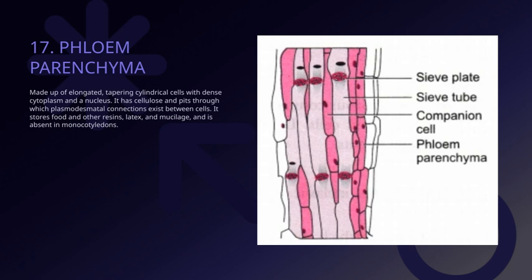Phloem parenchyma is particularly important because it stores food, resins, latex, and mucilage, acting as a reserve for the plant. An interesting point to remember is that these cells are absent in monocotyledons, which highlights some of the structural differences between different plant groups. Overall, phloem parenchyma contributes significantly to the plant's ability to store and move vital substances, supporting the overall health and functionality of the plant.